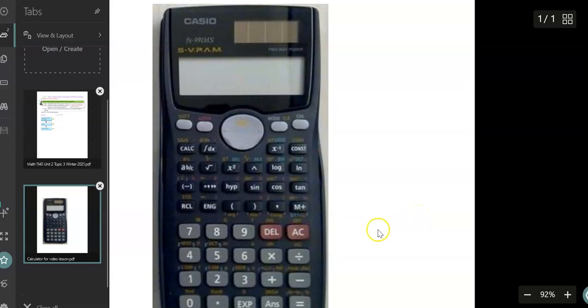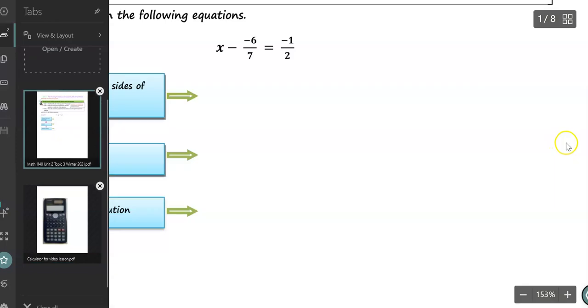Okay, so the key that I want to remind everyone of is this key right here, representing the fraction. If you click shift, you are dealing with the improper fraction. And if you just press this key, you are dealing with the mixed number. Alright, so let's get back to our example.